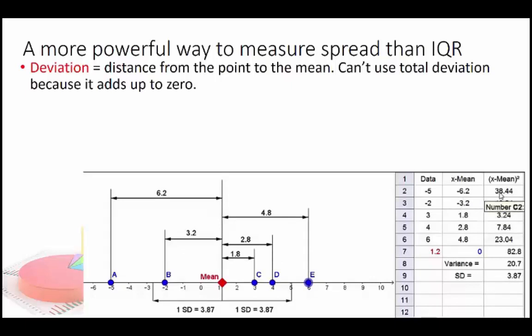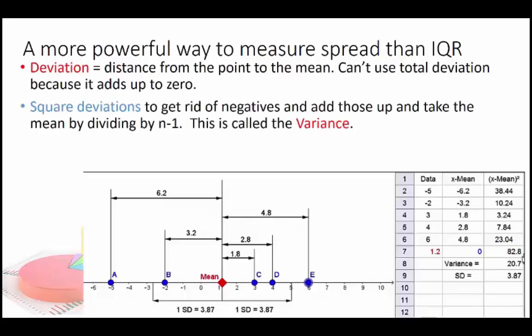I could square them, and if I square them, they're all going to be positive. When I add up the total positive, which is right here, I'm going to get a nice big number that would be helpful for spread. The only problem is that if I have more data points, the number is going to be bigger, and I don't want to penalize myself for the number of data points. So I'm going to divide the sum of the squared deviations by, in this case, since I have 5 data points, 4.